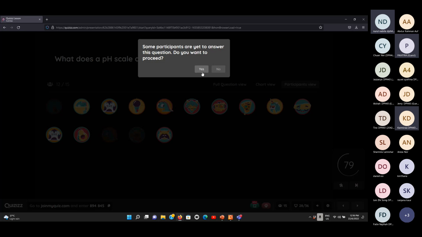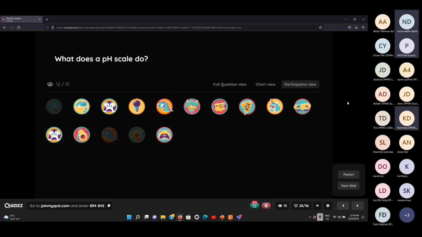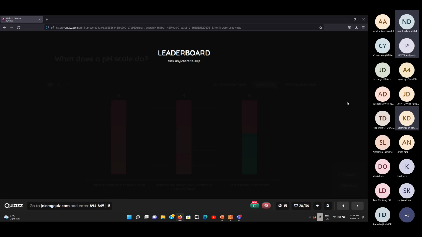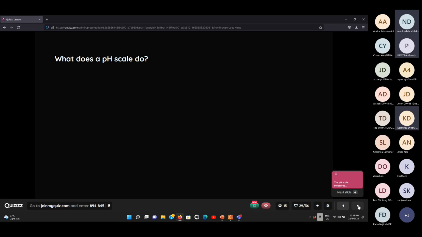Okay. So jawapannya adalah, kalau jawapan yang paling tepat, it basically both statements are correct. Okay. pH scale tells a substance if it's an acid ataupun base, and also dia beritahu the strength of the acid and base.